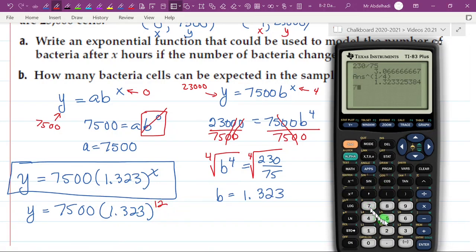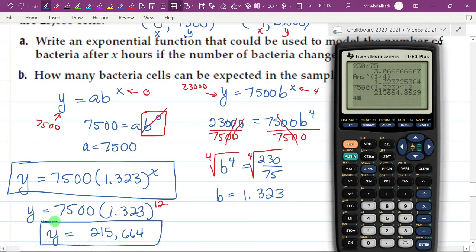So what is 7,500 times 1.323 to the power of 12? Now there's going to be a bit of a round off error here because I'm not using the full thing. And what I get here is y equals, and y is the number of bacteria cells, 215,664.8, but you can't have 0.8 bacteria cells. So actually, not the nearest, we'll truncate it down to that number right there.